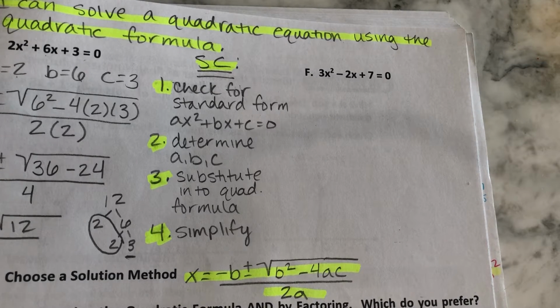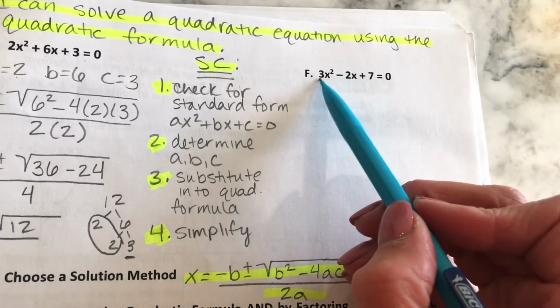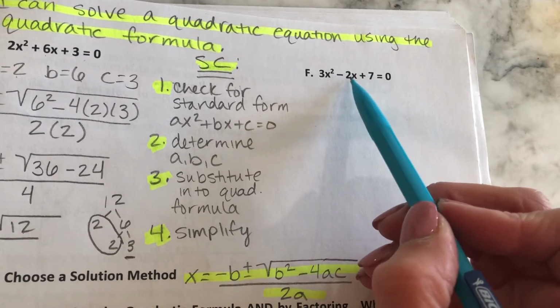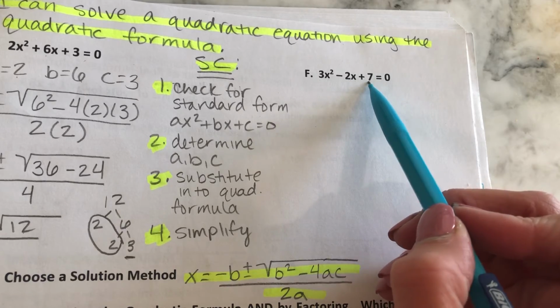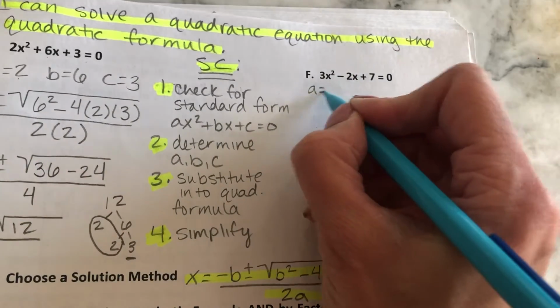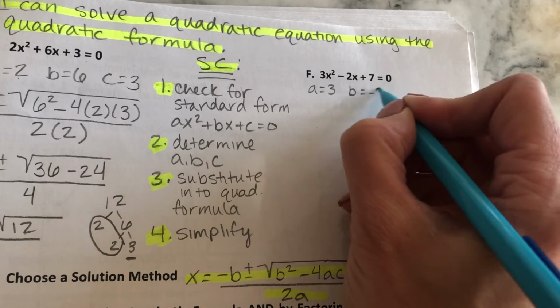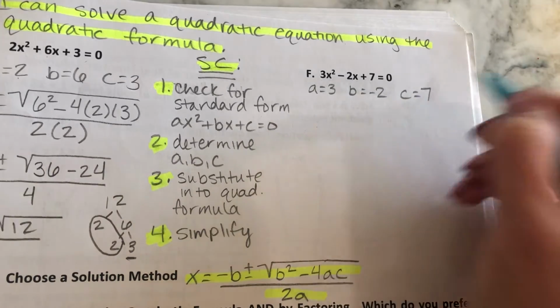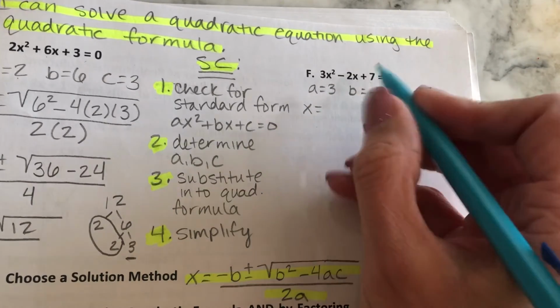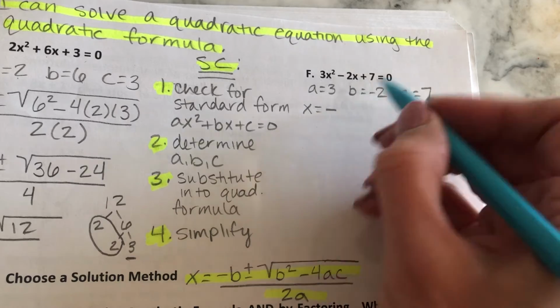All right, let's see how you did. So step 1, check for standard form. Ax squared, bx, c, we're good to go. Now label your a, b, c. Now we're going to substitute it in to the quadratic formula.